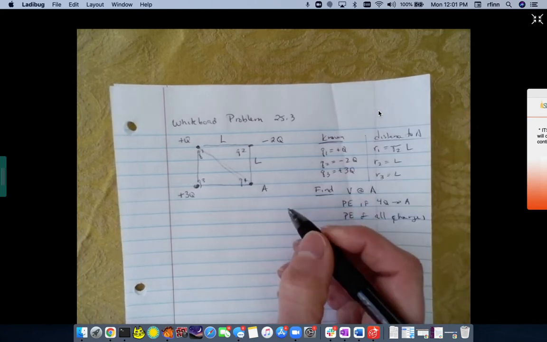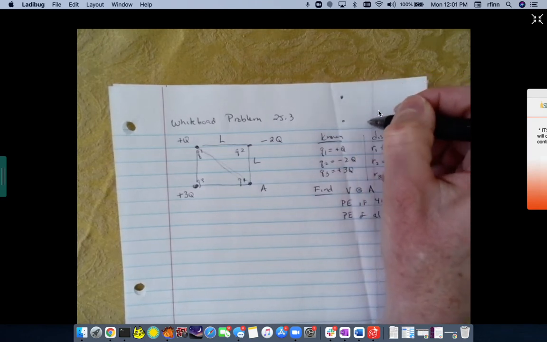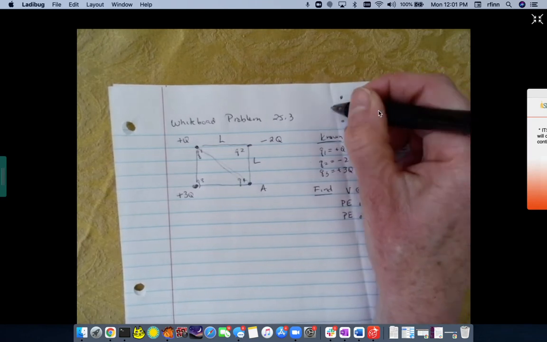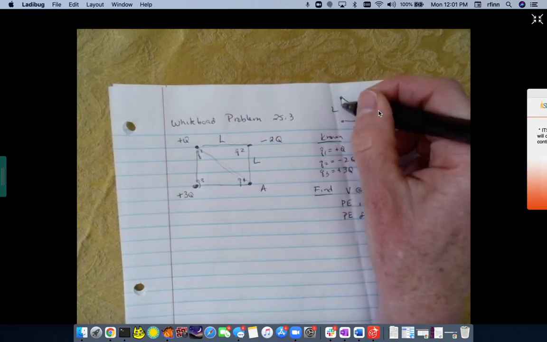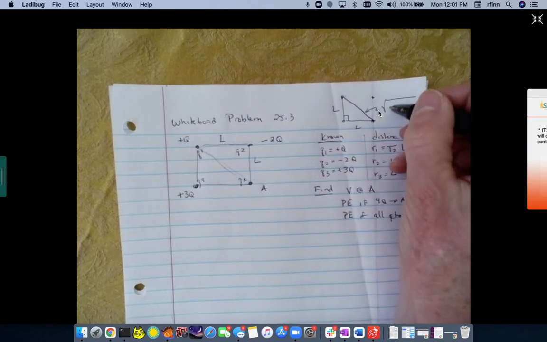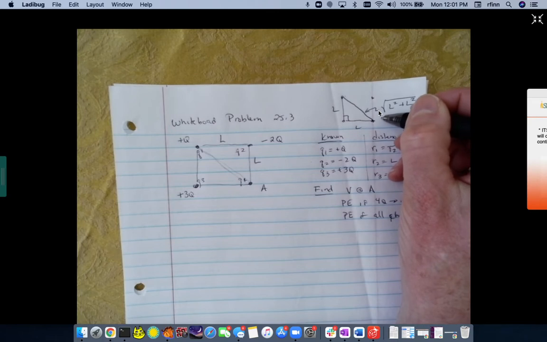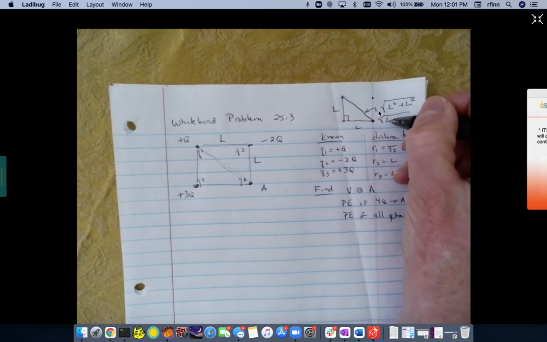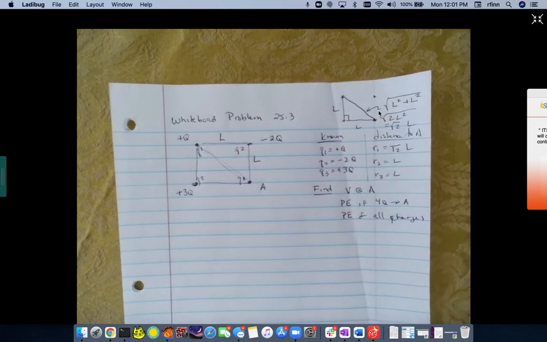And just in case I went too fast on that, if we have a square and each side is L, and I want to know what the diagonal is, we can use the Pythagorean theorem. And this would be the square root of L squared plus L squared, which is the square root of 2L squared, which is equal to the square root of 2 times L. So just in case that went too fast. Okay.